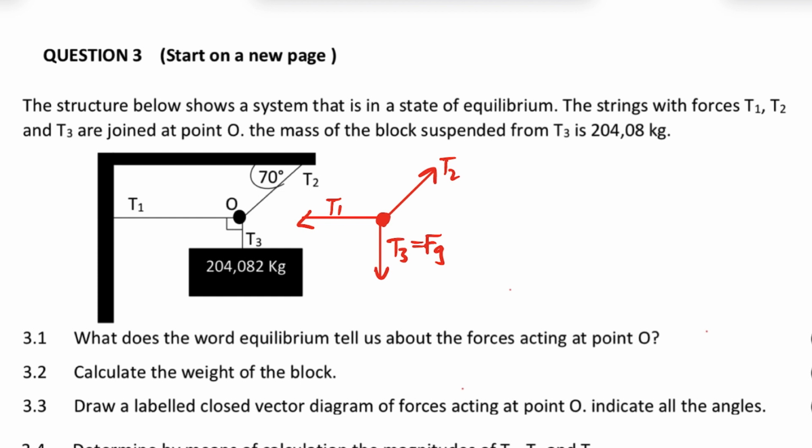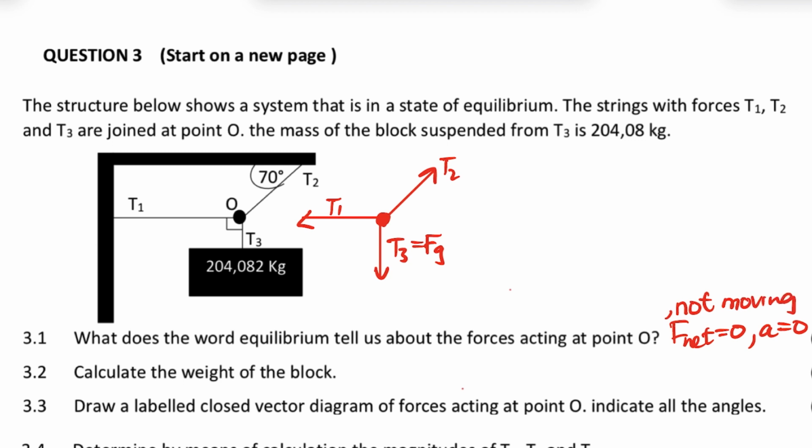Now, let's answer question 3.1. What does the word equilibrium tell you about point O? It means that the net force is equal to 0 and the acceleration of point O is equal to 0. So point O is not moving, it is stationary.